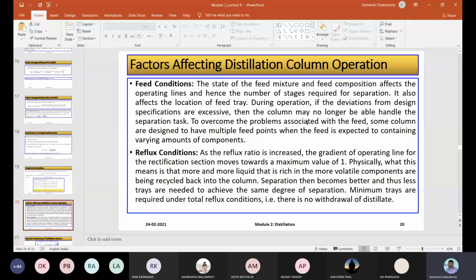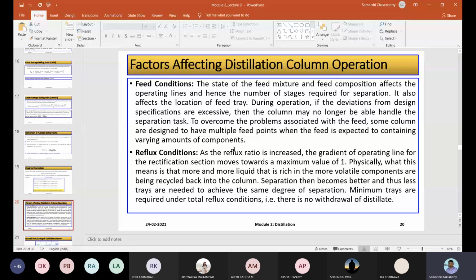To overcome the problem associated with the feed, some columns are designed to have multiple feed points when the feed is expected to contain varying amounts of components. For example, if the feed composition or the feed mixture has a variable composition, it can have a significant impact on the distillation column performance. Other than that, I have already told you, if some amount of water is also present in addition to your crude oil, that can also have an adverse effect.